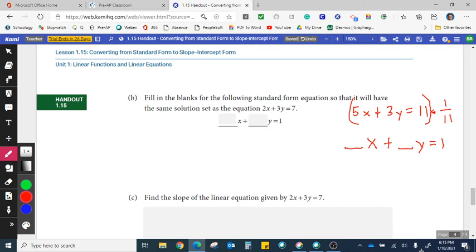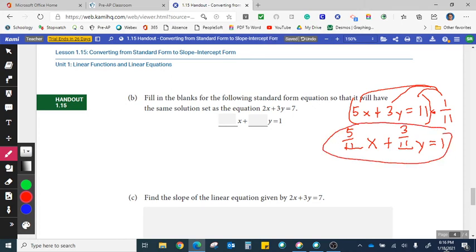So I'm going to go ahead and multiply each term by 1 over 11. Okay? So if I multiply 11 by 1 over 11, I'm going to get 1. That's what I get right here. If I multiply the 3y term by 1 over 11, I'm going to get 3 over 11y. Whenever you multiply a whole number and a fraction, just multiply the whole number by the numerator. And if I multiply 1 over 11 by 5, I get 5 over 11.